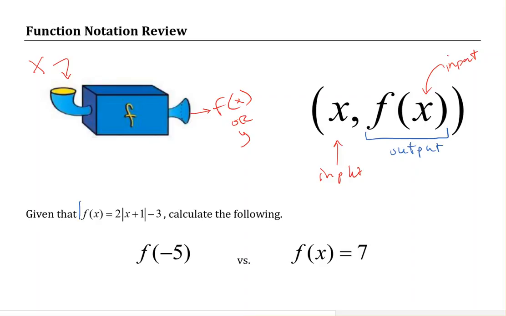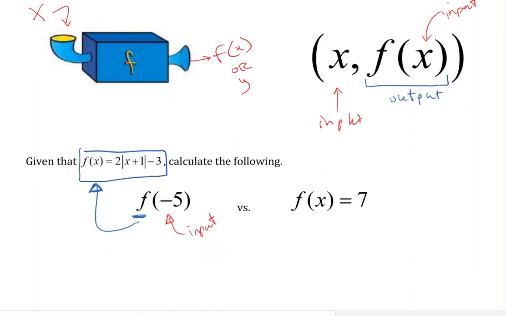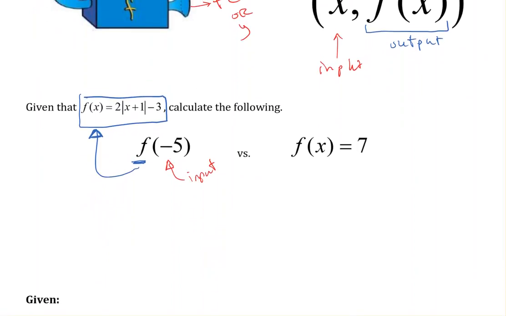So let's take this given function. It's an absolute value, 2 times the absolute value of x plus 1 minus 3. f of negative 5 is telling us, by giving us this f letter, we're referring to this machine that's been described up here. f has been defined for us. And we're concerned with trying to determine what f is when we have an input of negative 5. We could calculate that by simply replacing the x in our function with negative 5. f of negative 5 equals 2 times the absolute value of negative 5 plus 1 minus 3.